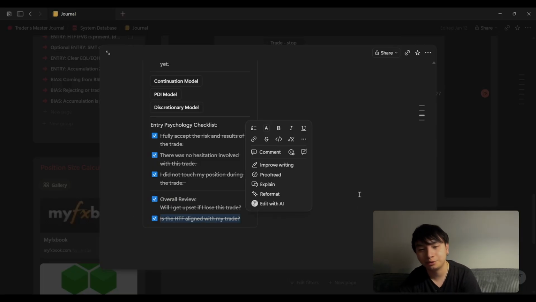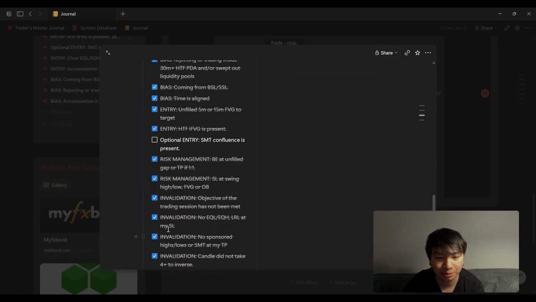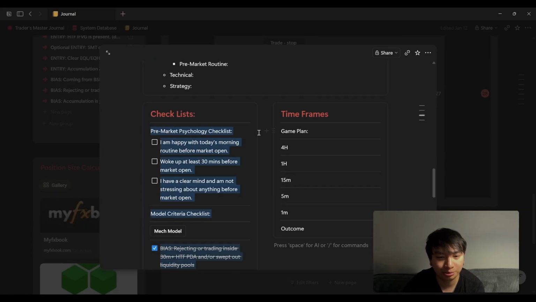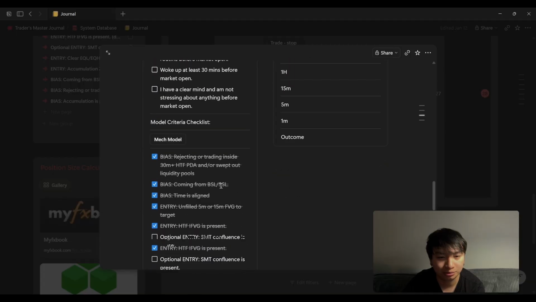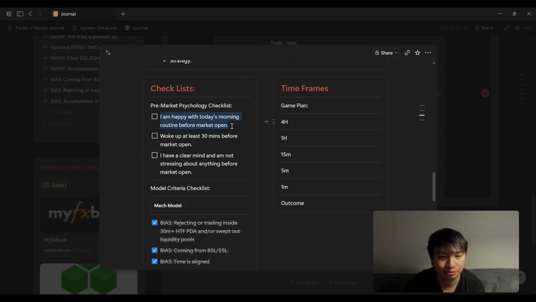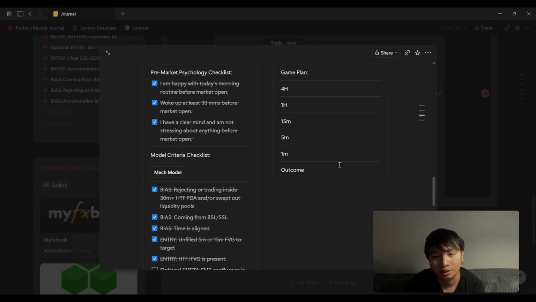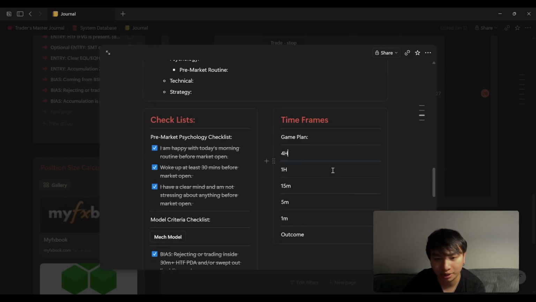I had a lot of trouble with this one. After losing so much, I realized that a lot of my trades were against the higher time frame, so I put that in my checklist to check every time. Also, this is just the pre-market checklist. Where did I go? Okay, here we go. I'm happy, woke up 30 minutes early, I have a clear mind and I'm not stressing about anything. And from here, I have a lot of my imagery and structure.